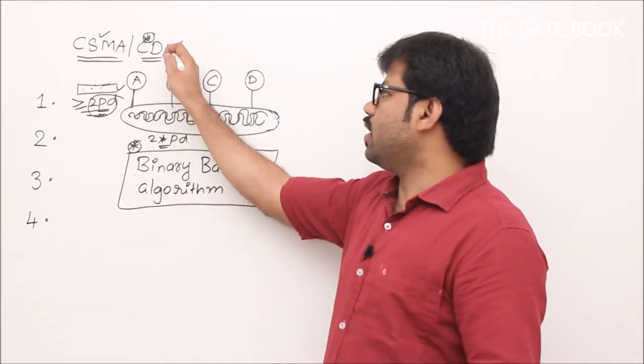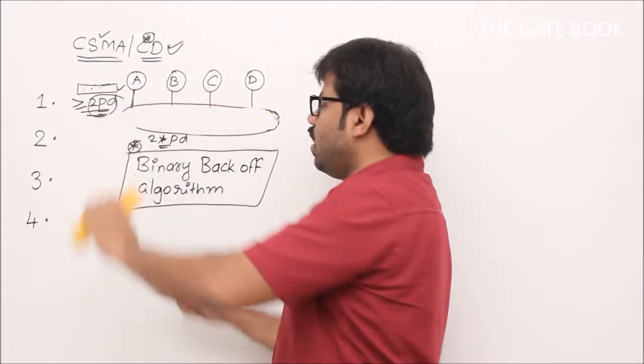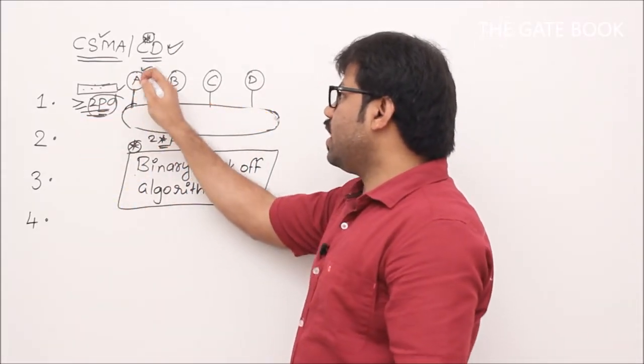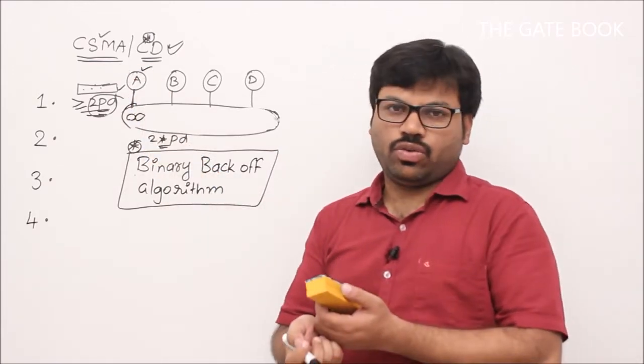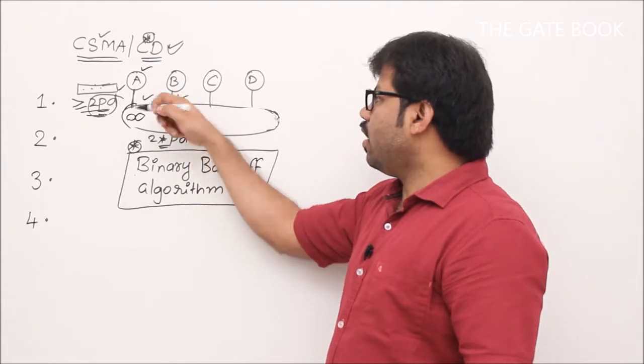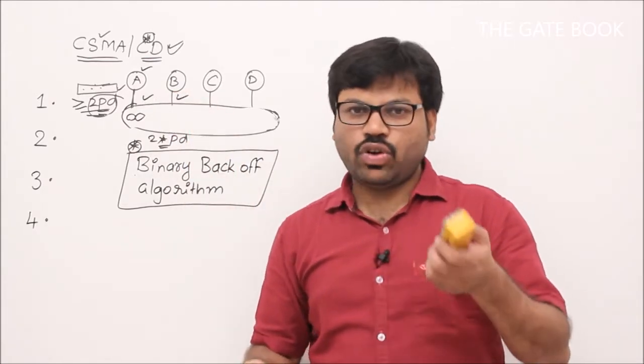That is the collision detection technique. Now let's say finally some station got a collision. What are they going to do? So A and B are involved in the collision. What are they going to do? Definitely they have to wait, correct?